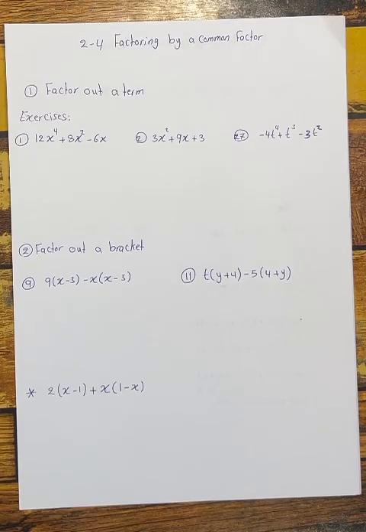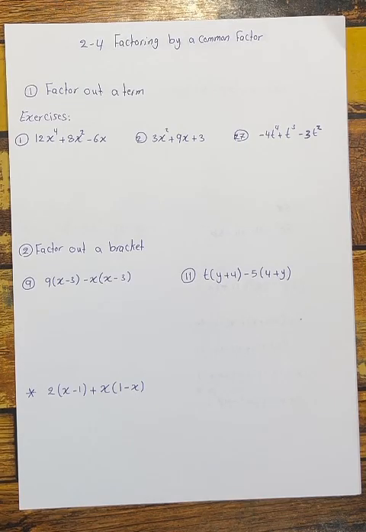My name is Dilan. I will explain the fourth lesson in chapter 2. It's factoring by a common factor. We have three ways to factor by a common factor, okay? Factor out a term, factor out a bracket, and by grouping. How can we factor out a term?